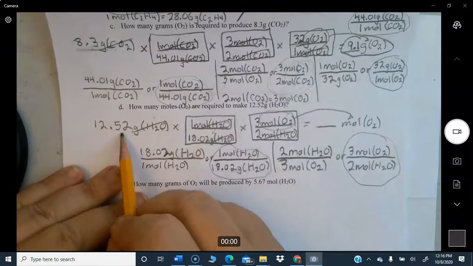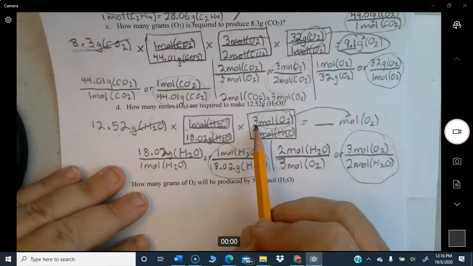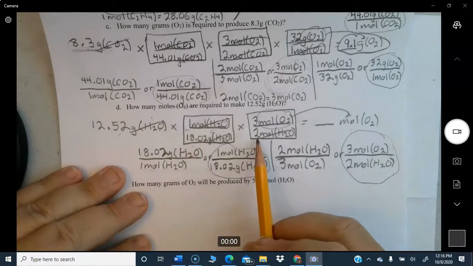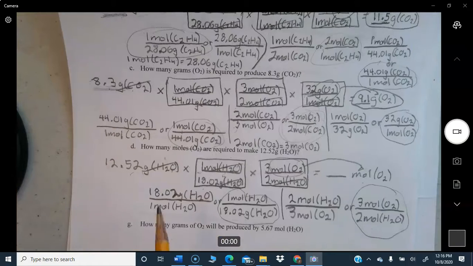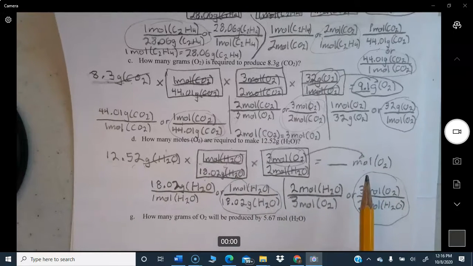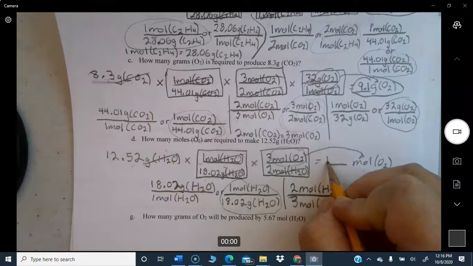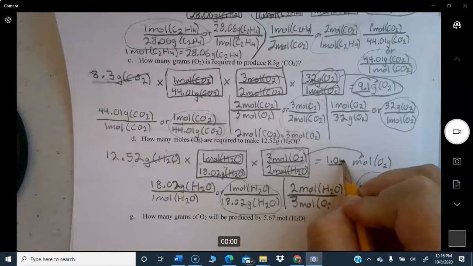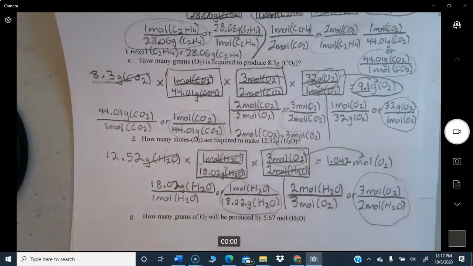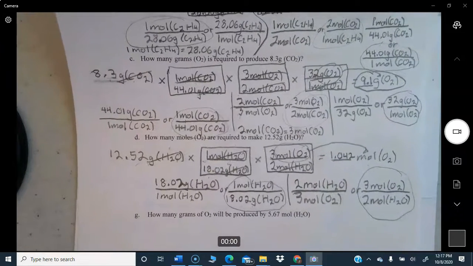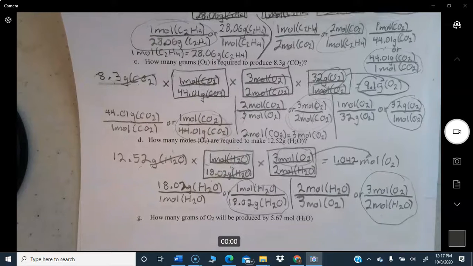So it's 12.52 times 1 times 3 divided by 18.02 divided by 2. And I get 1.042. I have 4 sig figs there, 4 sig figs there. These are all unlimited sig figs. So I can do 4 significant figures, so I can do 1.042. Okay, and that takes care of that.